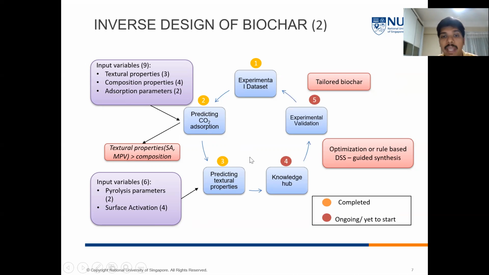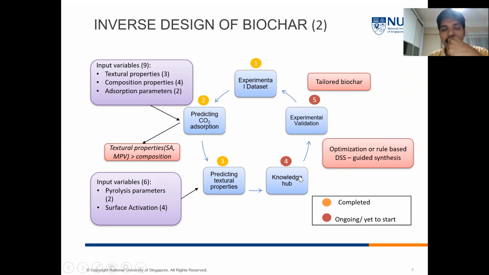Further on from here, what we aim to develop is to use this information to develop a knowledge hub, which could be an optimization or a rule-based decision support system for guided synthesis, which will eventually be used by our experimental collaborators to validate our model and then put this model in the loop and continue this inverse design of biochar so that we can ultimately come up with biochar with predetermined CO2 capacities.